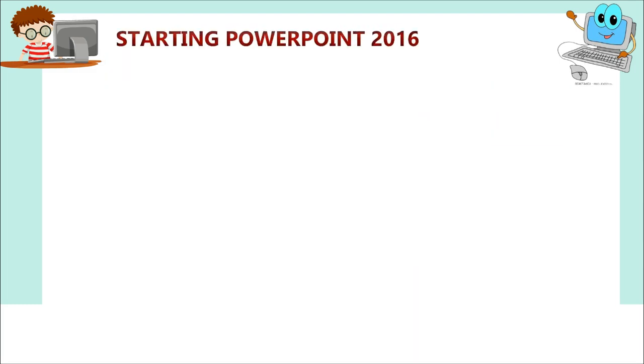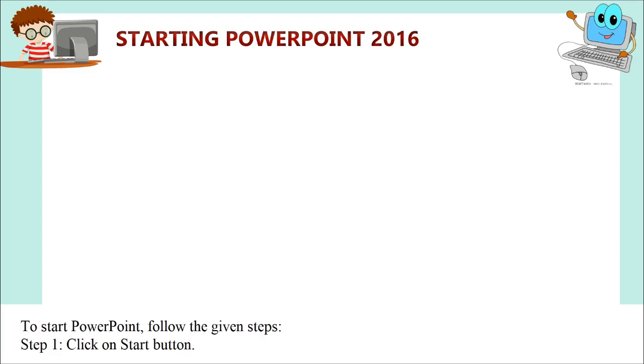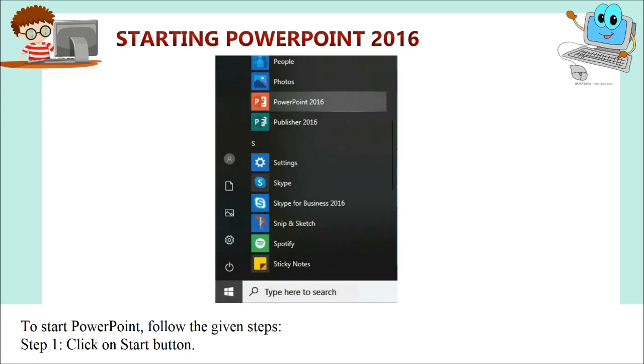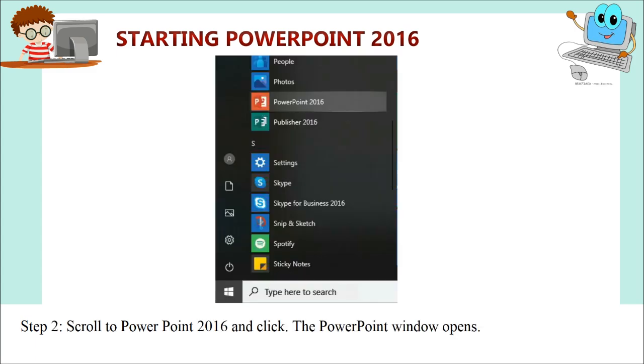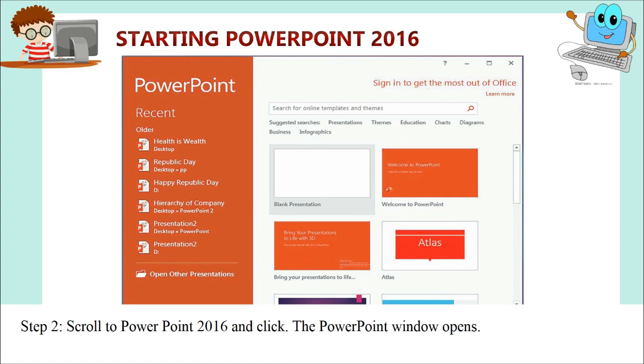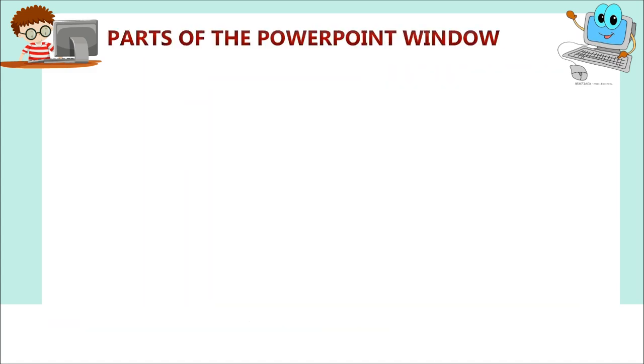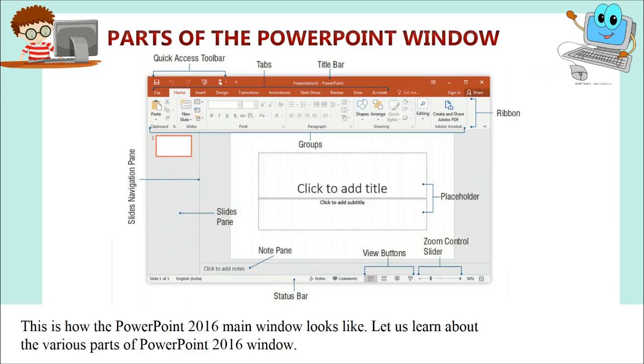Starting PowerPoint 2016. To start PowerPoint, follow the given steps. Step 1. Click on Start button. Step 2. Scroll to PowerPoint 2016 and click. The PowerPoint window opens. Parts of the PowerPoint window. This is how the PowerPoint 2016 main window looks like. Let us learn about the various parts of PowerPoint 2016 window.